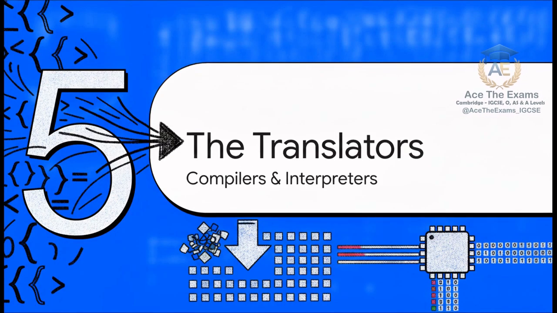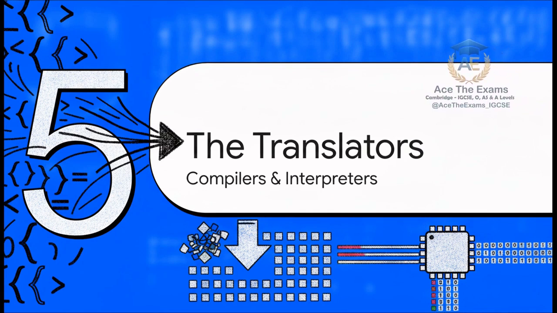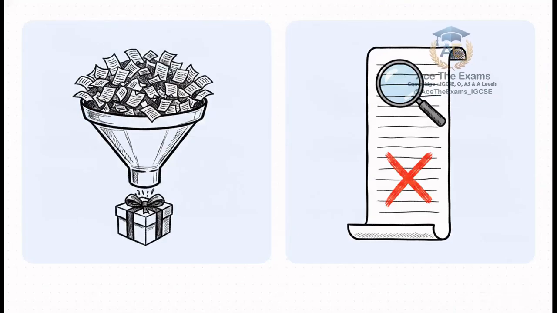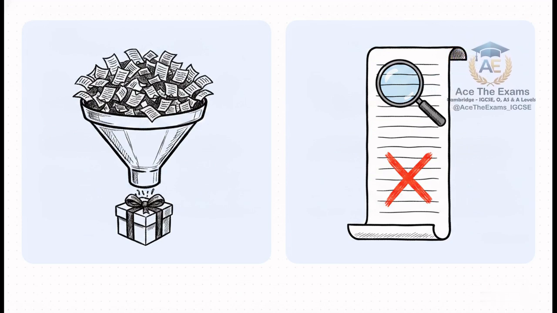But here's the thing. Your computer's processor doesn't actually understand high-level English words or even those assembly mnemonics. Section 5, the translators, compilers, and interpreters. To make high-level code work, we have to translate it back down into machine code using special applications. And there are two main ways to do this: compilers and interpreters. A compiler takes your entire block of code, translates the whole thing in one giant swoop, and spits out a finished executable file. It's super fast when you finally run it, but it only tells you about your errors at the very end of the process.